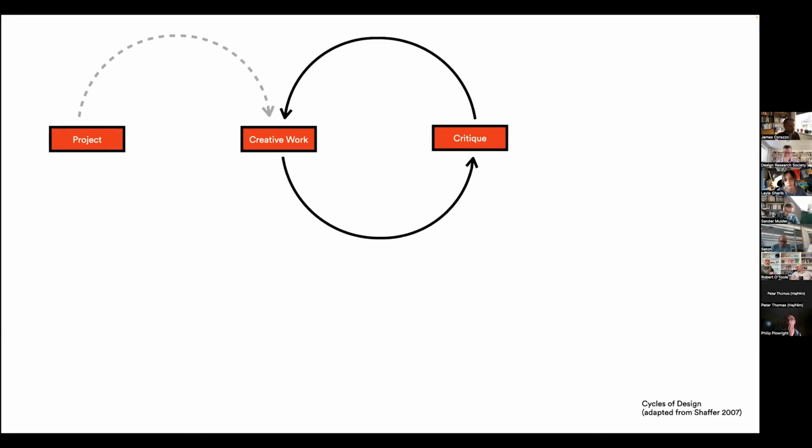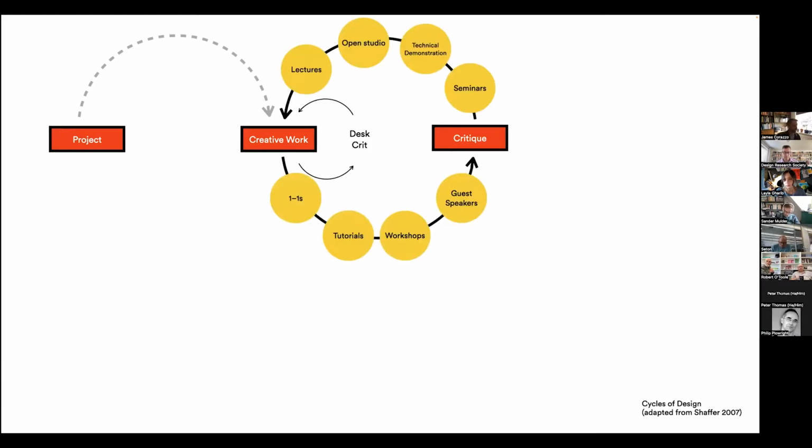The other part of Schaffer's model that I think is interesting is he talked about smaller cycles that are revolving as well. He called them, for example, a desk crit, a little bit less formal, where there is still work being produced, and then there's feedback or critique, which is informing a further iteration. It's a very limited version, but we could say this is formal pedagogy, and the kind of things that we do in formal pedagogy might be tutorials, bringing in guest speakers, running workshops, seminars, etc.